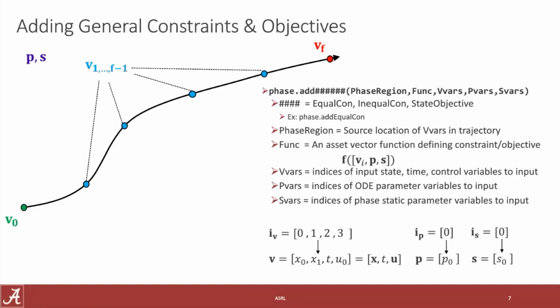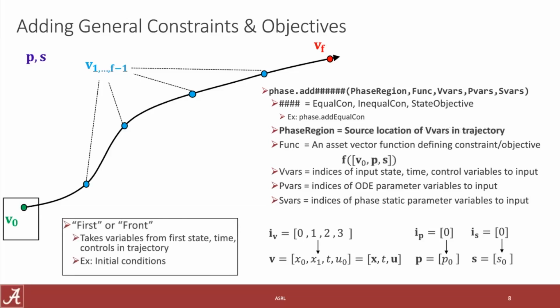So I won't go into as much detail here today as we did yesterday, but the next few slides talk about once you've got a phase instantiated, how do you add constraints and objectives to it? What's the syntax interface with it? And the first part of that are these phase region flags. So whenever you do phase add equality con, add inequal, or add state objective, the first input to that is a phase region. That is essentially saying what part of the trajectory that you're representing with this phase are you applying this constraint or objective to.